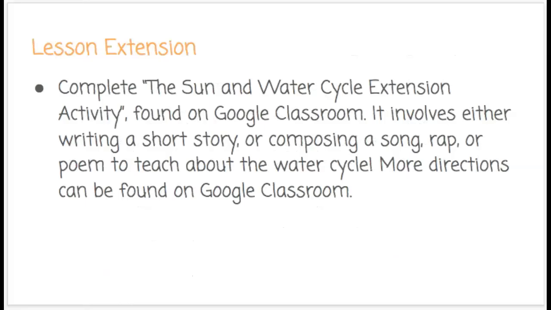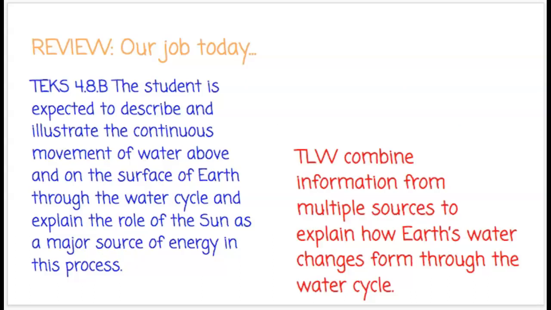After you finish your assignment, go to your lesson extension and complete the sun and water cycle extension activity, which is found in Google Classroom. It involves either writing a short story, composing a song, rap, or poem to teach about the water cycle. More directions are found on the lesson extension activity page in Google Classroom.